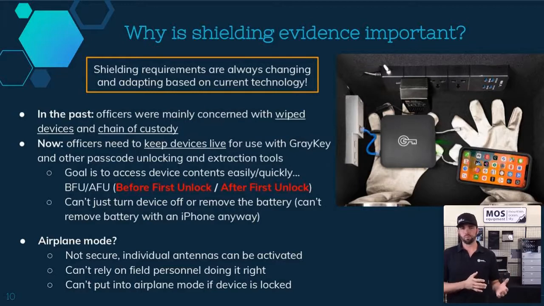Nowadays, we're seeing tools like GrayKey where it's more advantageous to have the phone in an after first unlock state, where it should be live. Keeping it live all the way from the point of seizure in the field into the lab requires a process that's different than what's been out there before. You can't just put it in airplane mode necessarily, or take the battery out, or SIM card. So that requires a combination of process and product, which we'll talk a little bit about.